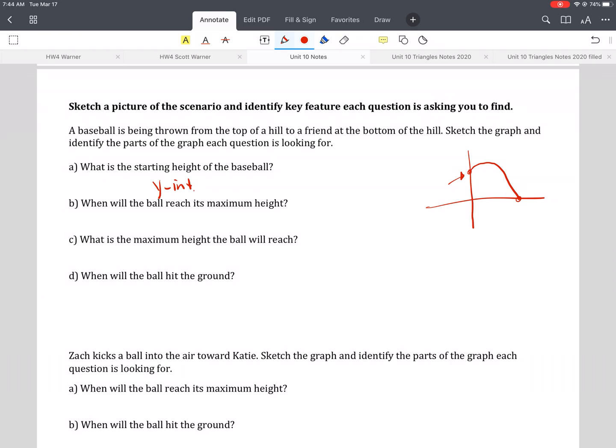Okay, when will the ball reach its maximum height? So when, that would be time. So that would be the x value of the vertex. And what is the maximum height that the ball will reach? Well, that would be our y value for our vertex.